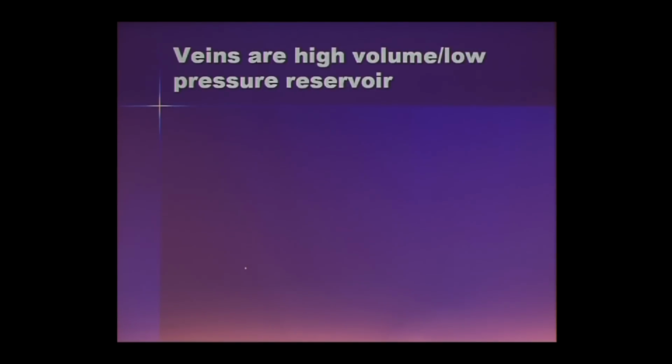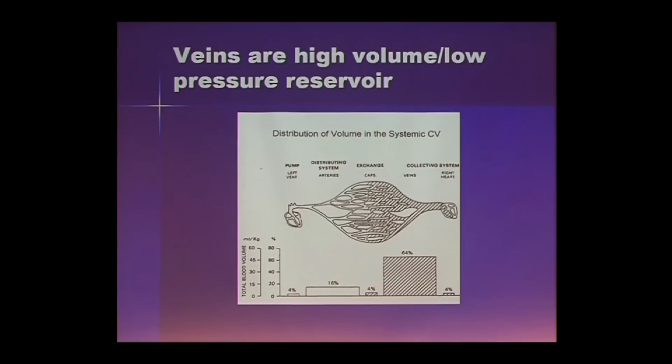Veins. So veins are a high volume, low pressure reservoir. At any given time, approximately 66%, 2/3 of the blood is sitting in the veins. They are obviously, compared to arteries, a high volume reservoir. And they're a low pressure reservoir, because essentially pressure on the venous side is quite low. You would appreciate that as well.